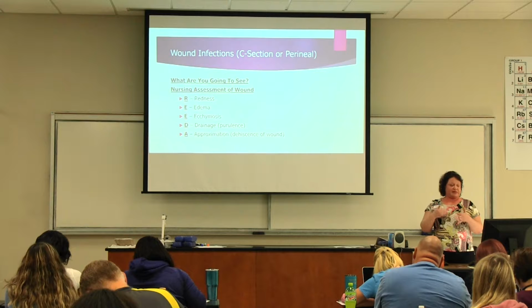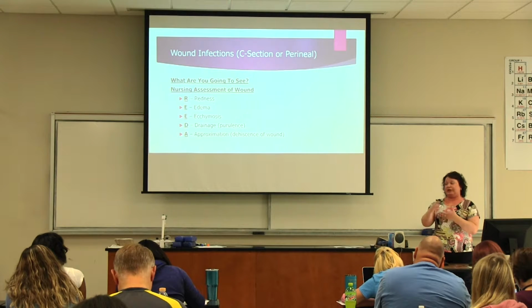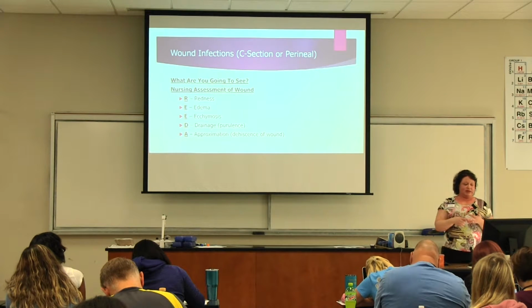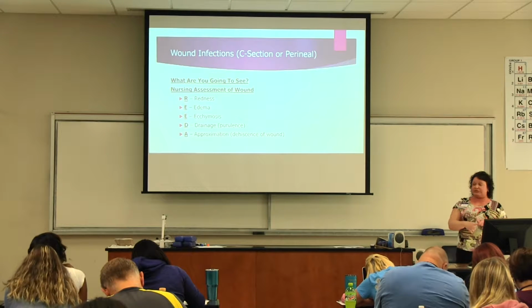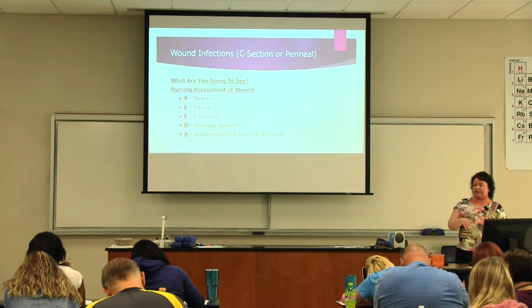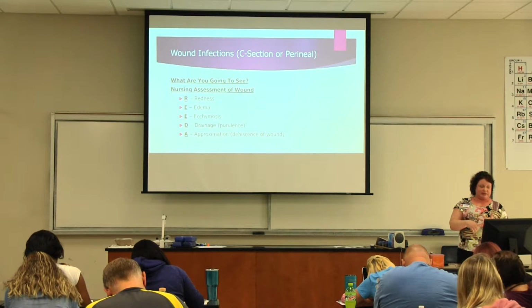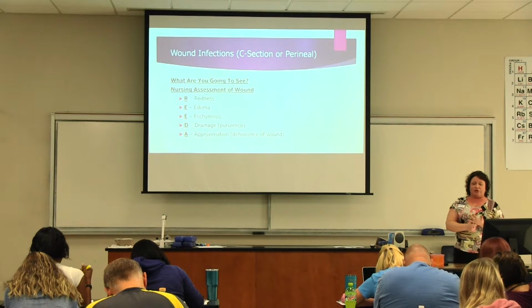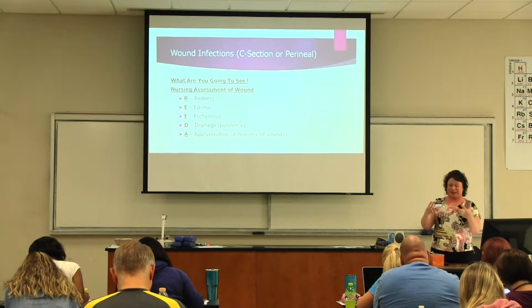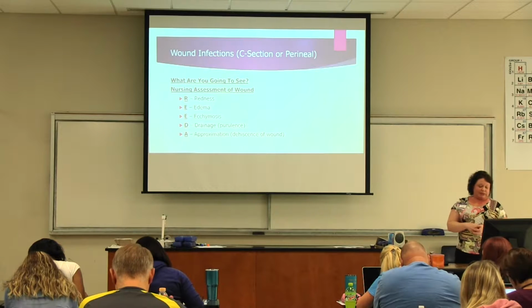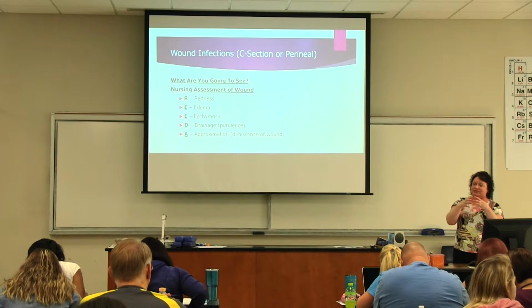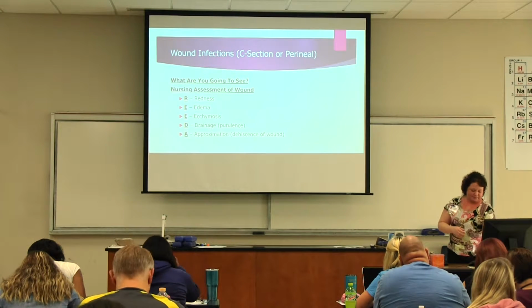So what other things are you going to see? In your nursing assessment, REEDA. So we're bringing in the REEDA again. So for the wound infection, R, you're going to see redness. E, you're going to see edema. The other E, you're going to see ecchymosis. D, you're going to have drainage. It's going to be purulent drainage with pus. And A, you're going to see approximation. Sometimes that wound is going to dehisce. It's going to come apart.